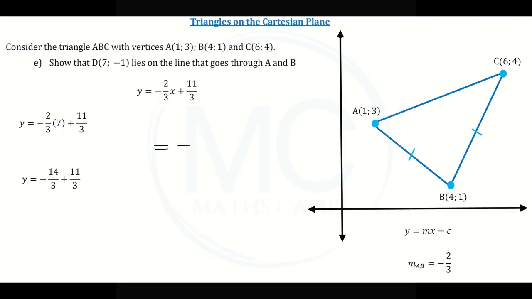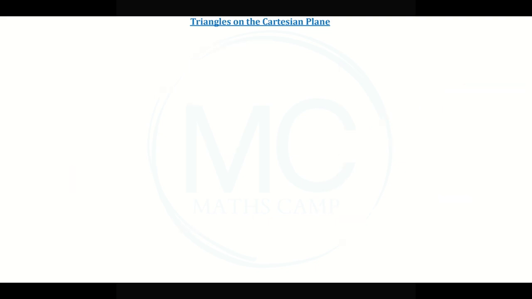So we get a fraction of negative 3 over 3. Now the 3s will cancel and we're left with negative 1. y is also the y coordinate of D. So as our final answer, we can simply say D is a point on line AB. Let's do another example.